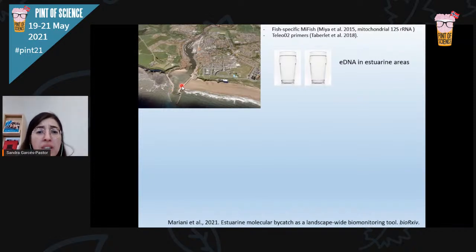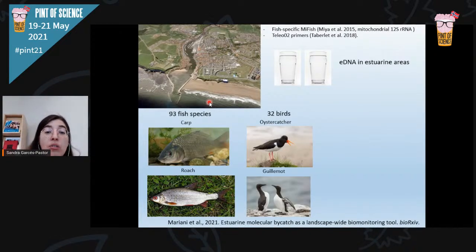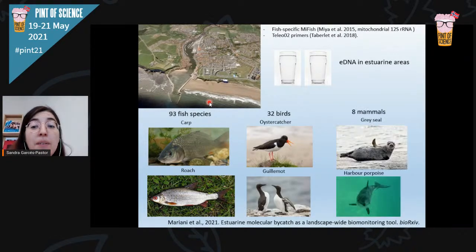So when they sequenced that DNA, they found 93 fish species, which is a very good result and a higher amount of fish than a normal survey. But they could also find 32 species of birds and even 8 species of mammals.